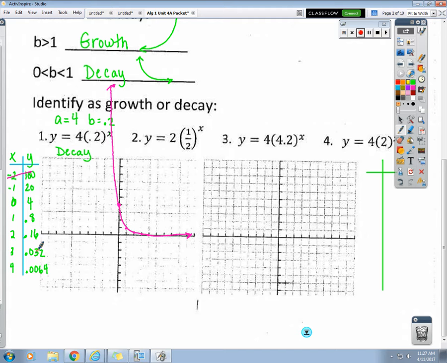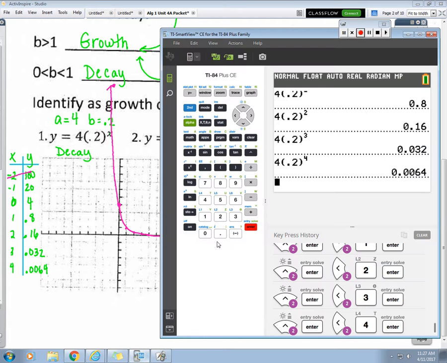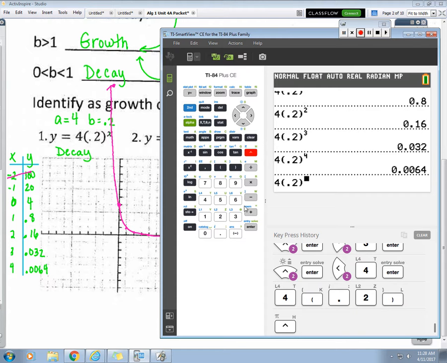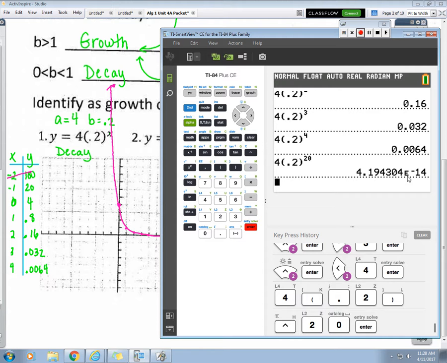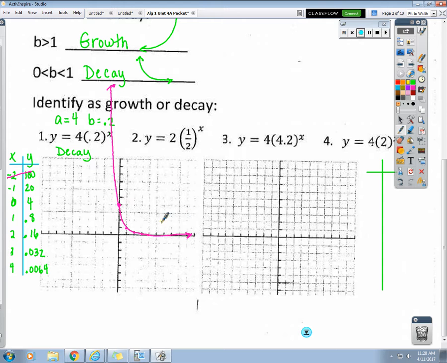Now, there's a reason that it never goes below 0. Look, if I even plug in 4 times 0.2 to the 20th power, see how small it gets? It's scientific notation. It's so small. You could never get a negative number. It'll never say negative something. That's just scientific notation. Okay? And the reason for that is because there's a barrier right here.